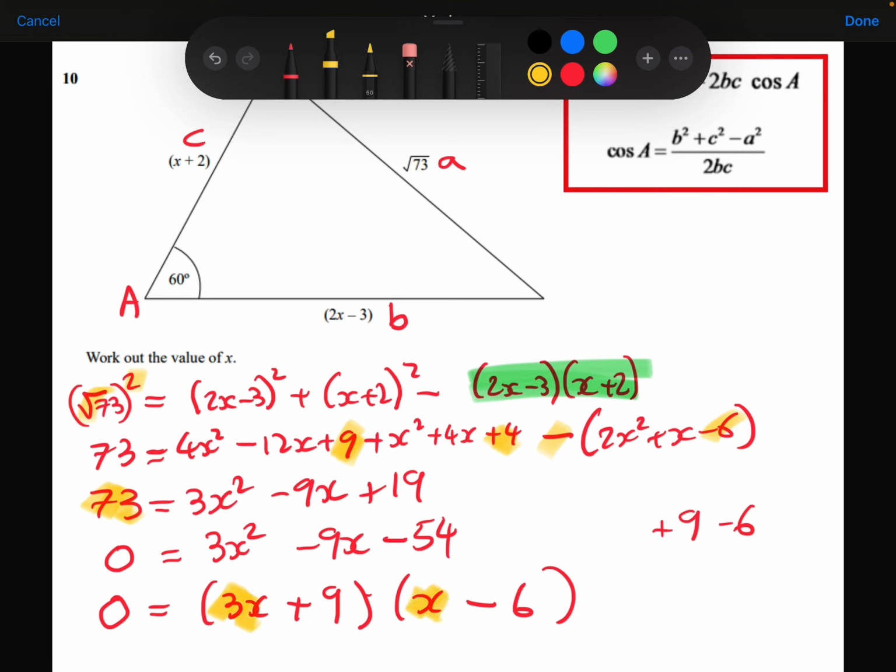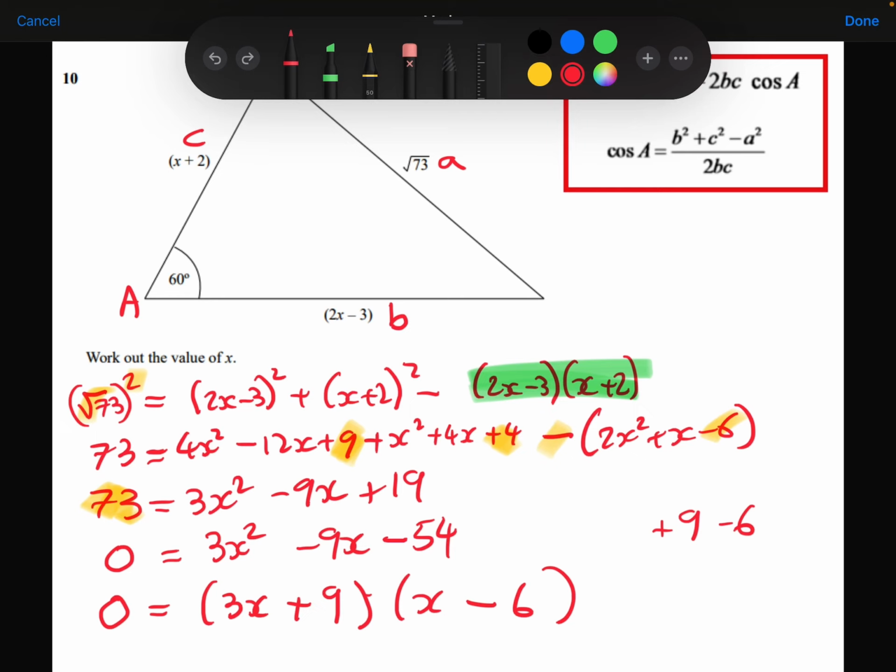Like we said, 3x times x is 3x squared. That's correct. The 9 times the minus 6 does give me minus 54. And then crucially, the 3x times the minus 6 gives minus 18x. And then when you combine that with the 9 times the x, which is 9x, so the minus 18x plus the 9x does give me the minus 9x there. So I know I've got that right.